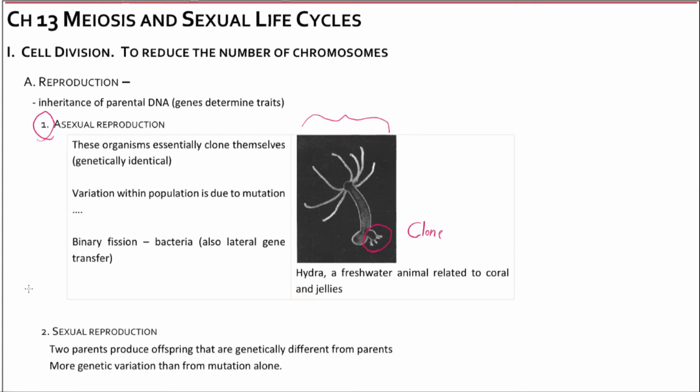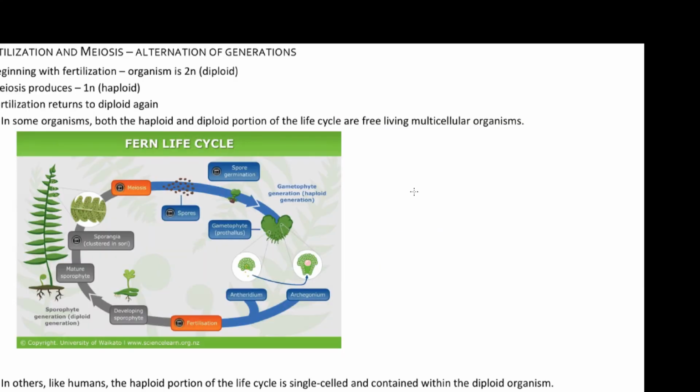The other type of reproduction we're going to talk about, and the one that involves meiosis, is sexual reproduction. In this case, you don't get clones. Instead, you mix the genes of the parents and get a great deal of genetic diversity just in creating the gametes, which is meiosis, and then in fertilization.